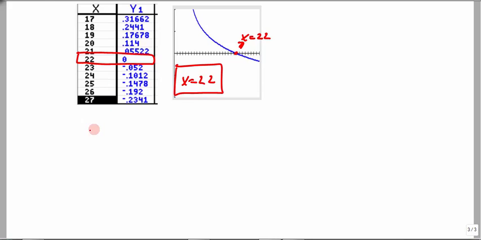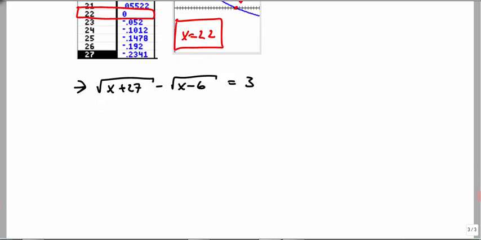Now how is this going to change on how we solve this by hand, because it has two radical signs? So our strategy here is to isolate the radical and then square both sides. So one radical I can isolate. It doesn't matter which one. It could be the root x plus 27. It could be the root x minus 6. What I want to do is isolate a radical.